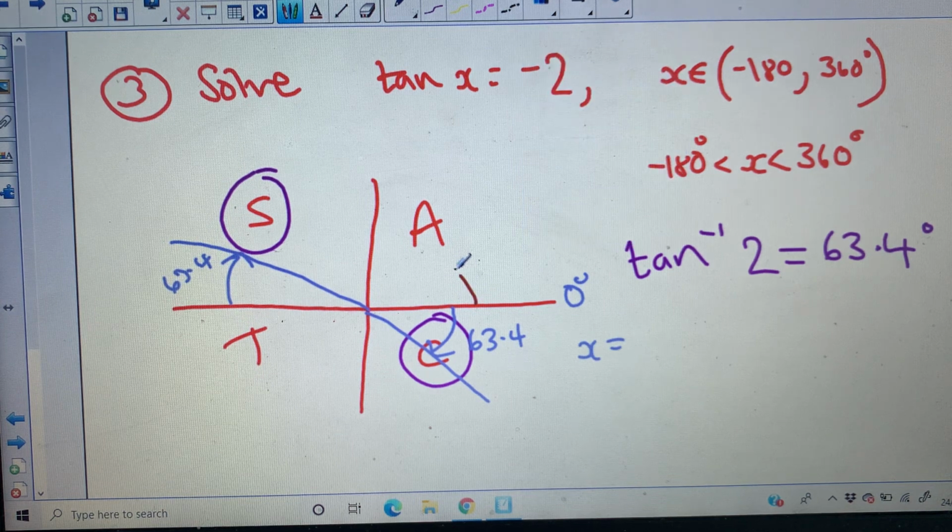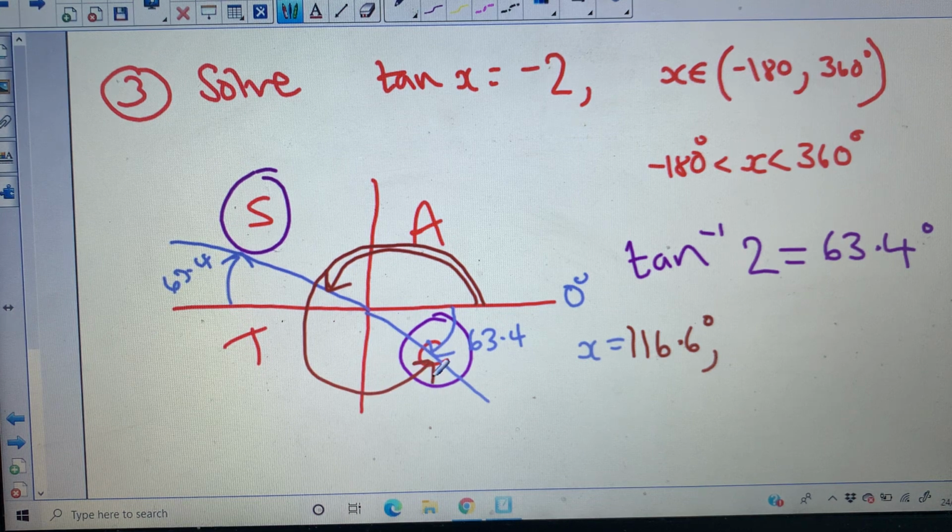So let's start from 0. Here's my first solution, 180 minus 63.4. So that's going to be 116.6. I can go as far as 360, but not to 360. So here's my next solution. That's 360 minus 63.4, and that is 296.6. Now I can't go beyond 360, but I can see I could have gone to minus 180.